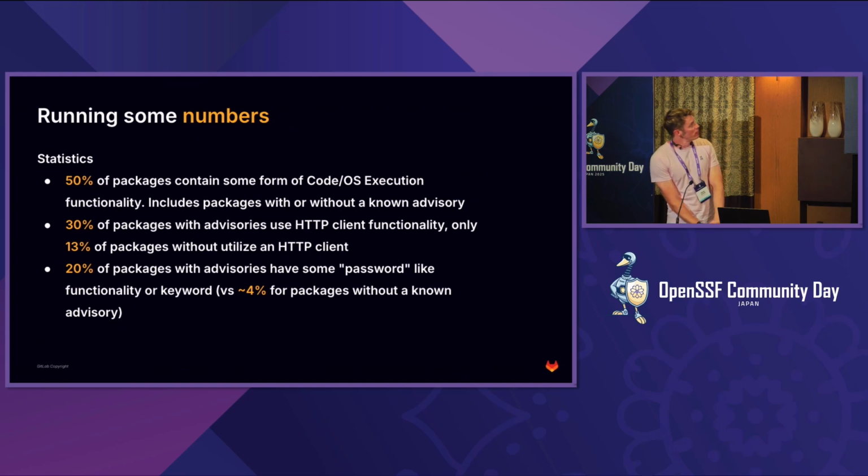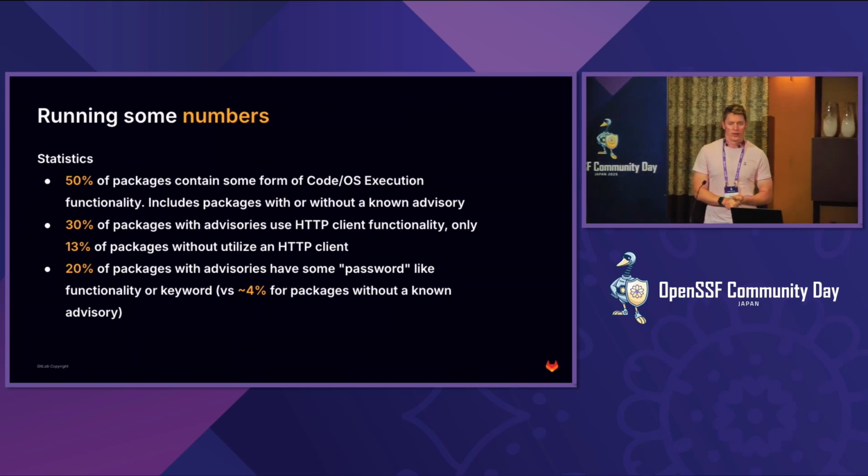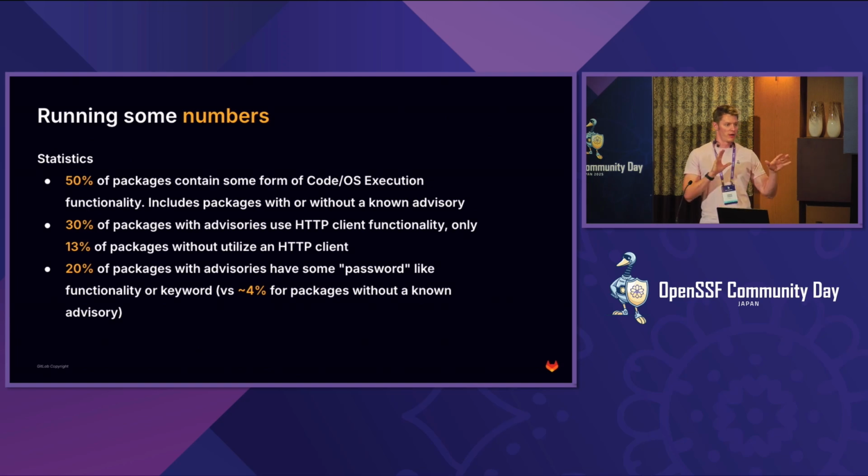All right, so let's look at some numbers here. 50% of packages contain some form of code and OS execution, which shocked me. This doesn't matter with or without advisories. We just like to execute OS commands, is all I can say as developers. 30% of packages with advisories use HTTP client functionality, and only 13% of the packages that I analyzed do not utilize an HTTP client. So this, to me, probably leans towards lots of SSRF style, like server-side request forgery. You basically trick a client, or a server, into making an outbound request.